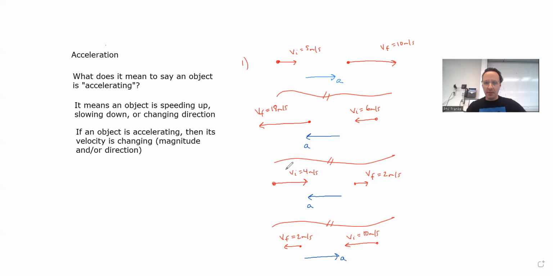On the other hand, suppose the object has an initial velocity to the right, but it's accelerating to the left. It's like being pushed to the left. It's going to slow down, and in this case, it ends up moving slower than it was originally moving. And finally, the object is initially moving to the left, but look, it's accelerating to the right. That makes sense. It's going to end up moving slower than it was originally.